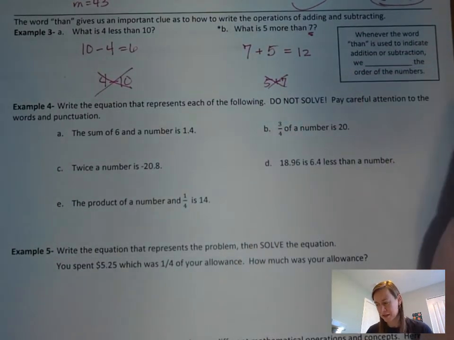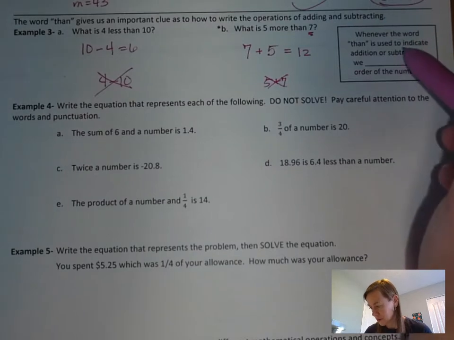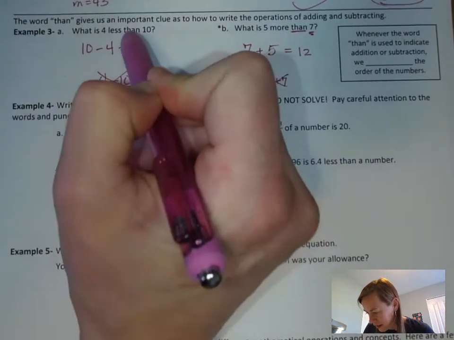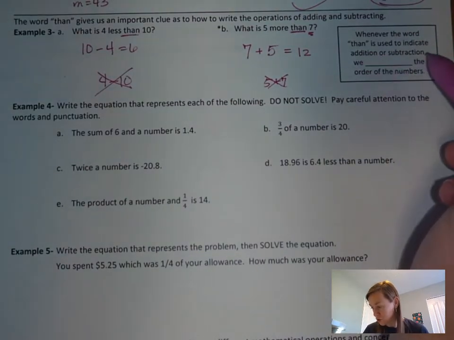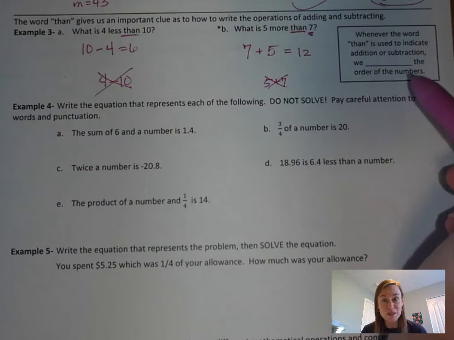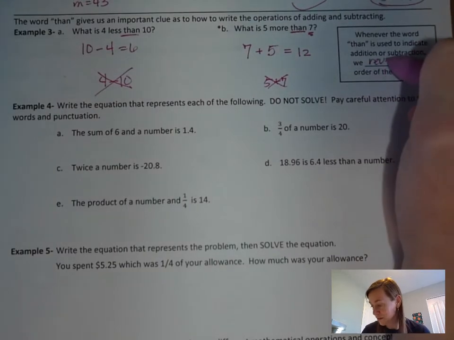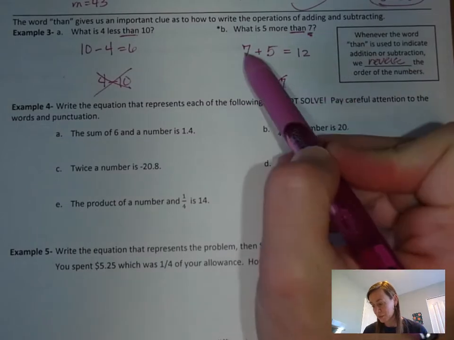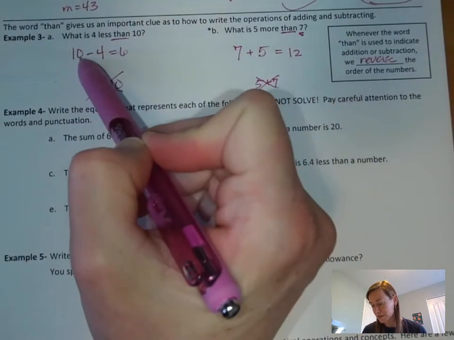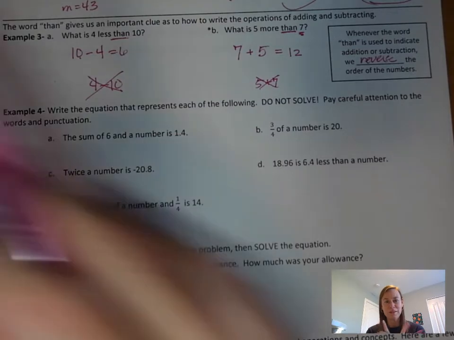Let's look inside the box here. Whenever the word than is used, that's like right here, right? Than and than. Whenever the word than is used to indicate addition or subtraction, we reverse the order of the numbers, or we flip them. Either way you want to write that is fine. So basically that last number goes first. See, last number goes first. So you're flipping the order of the numbers.